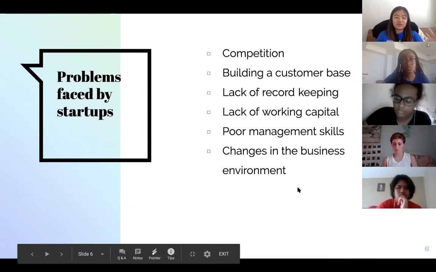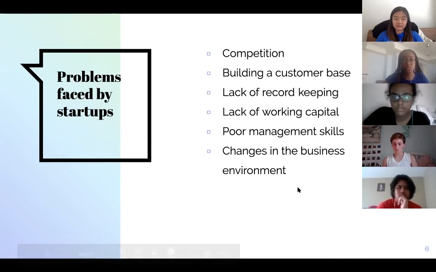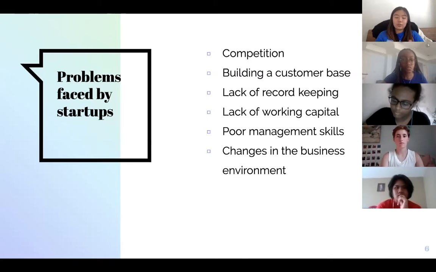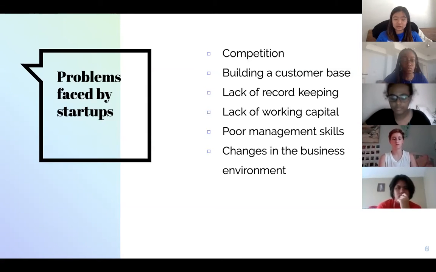Okay, so there are a few problems that startups do face when they are starting up. For example, a lot of competition and building a customer base, lack of record keeping, lack of working capital, poor management skills, and changes in the business environment. To relate it back to the real world, for example, COVID-19, a lot of mom and pop stores are closed to this day because of COVID-19, and that's just one of the changes in the business environment.